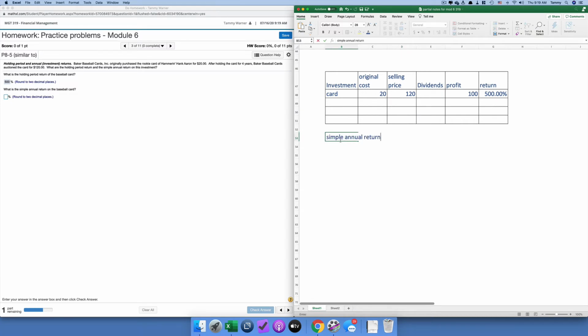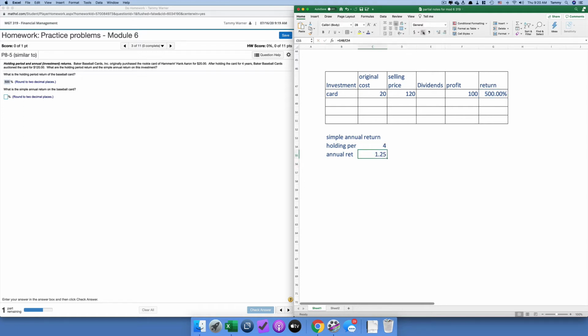Right, so he 5 times his money. He quintupled his money, a 500% return. How much was that return on an annual basis, though? So let's see. Our holding period was 4 years. Right, so the return was this 500% divided by 4.